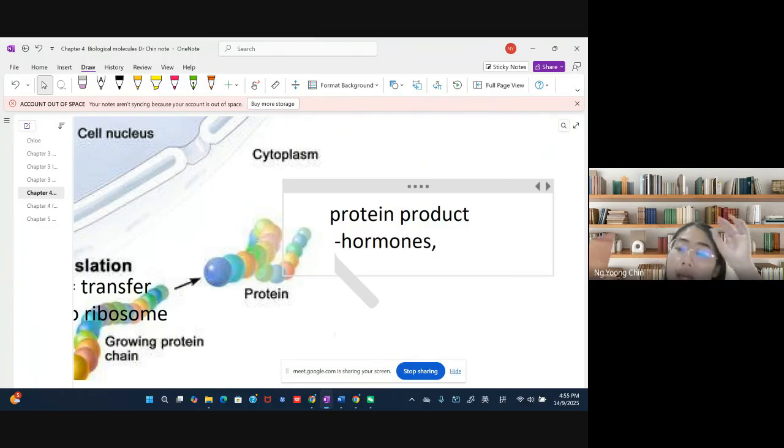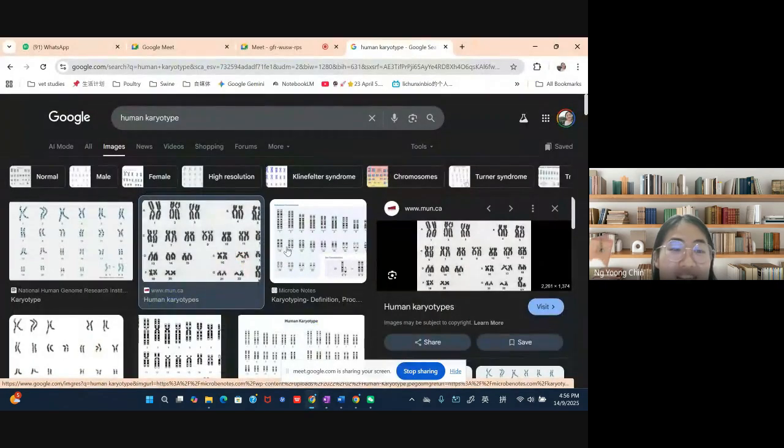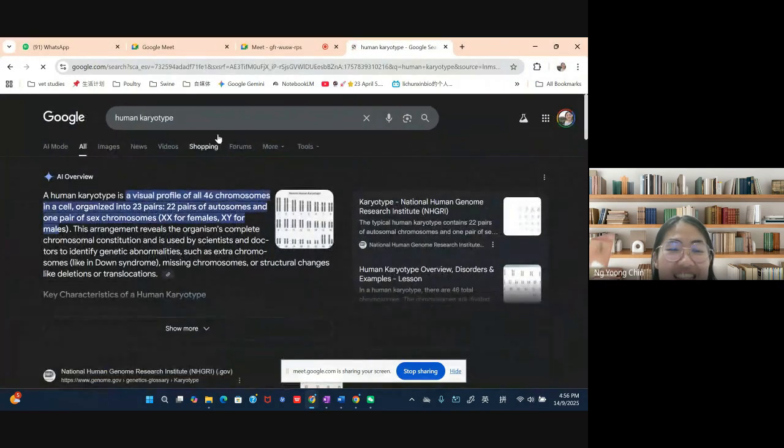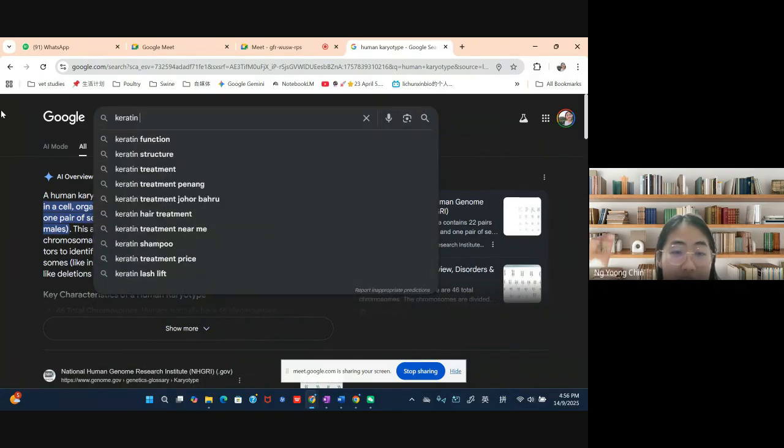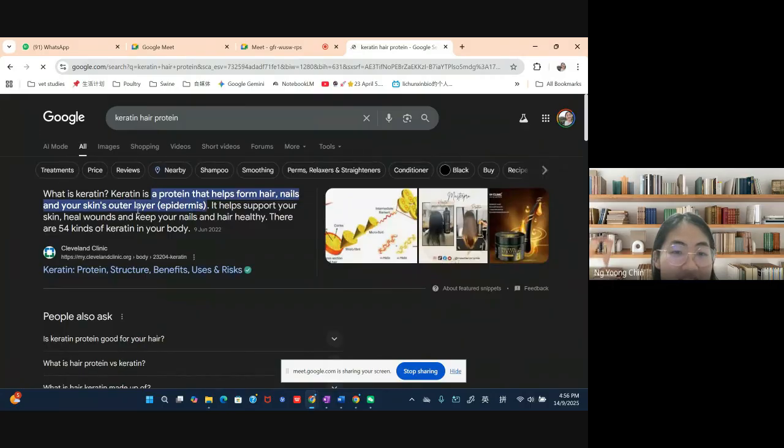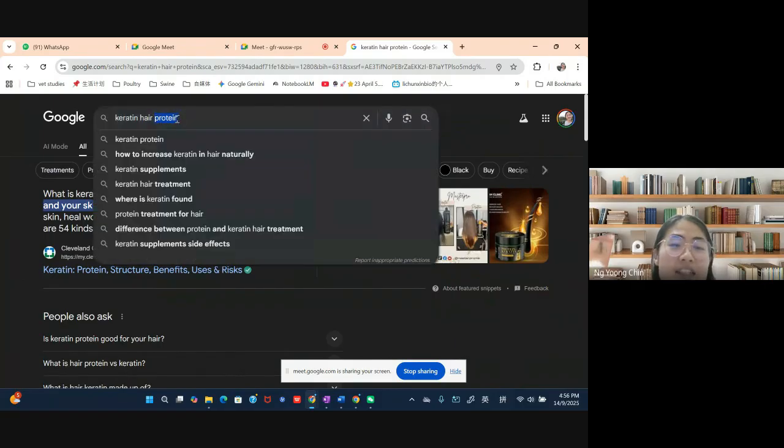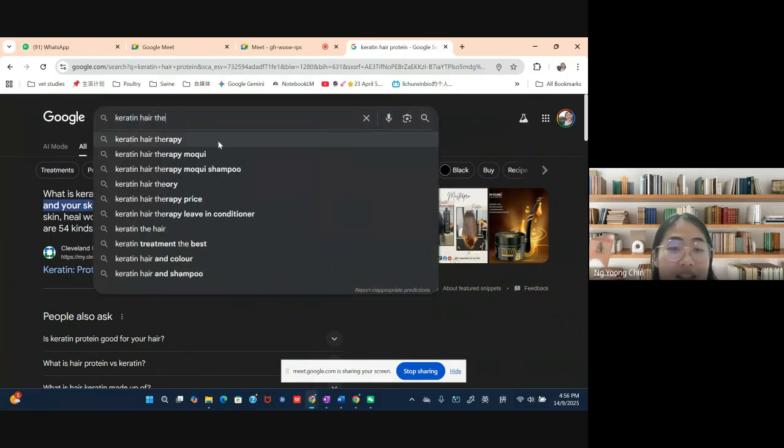And Chloe, do you know our hair is also made from proteins? Our hair. Okay. The hair protein known as what? I think you heard this term before, right? Keratin. Okay, made out of hair proteins. So keratin is a protein that helps to form the hair, nails, skin outer layer. So that's why they have the keratin hair therapy. Something like that.